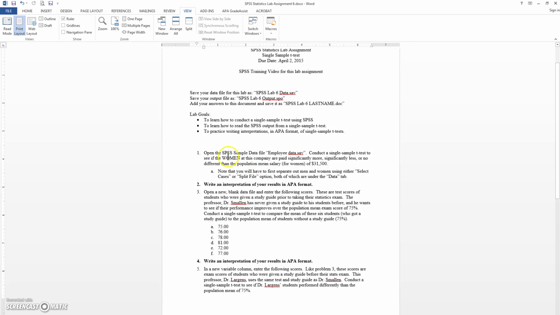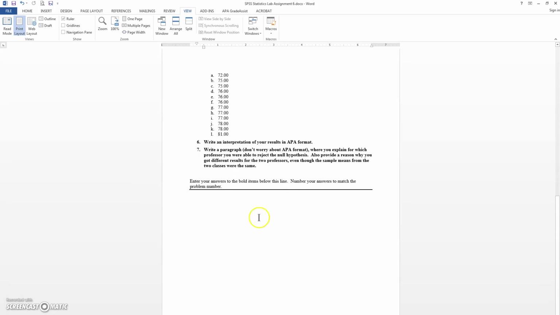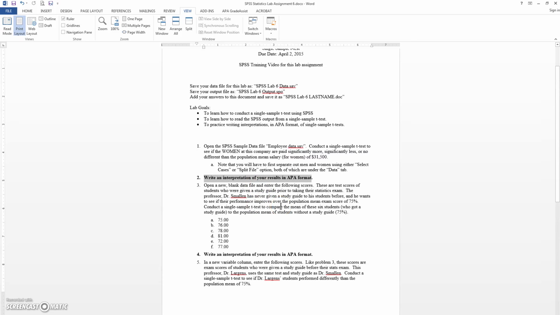You'll do this, but you'll do the analysis using women, come up with your t-value and your information, and you'll write an interpretation and put that interpretation down here in your answer area.